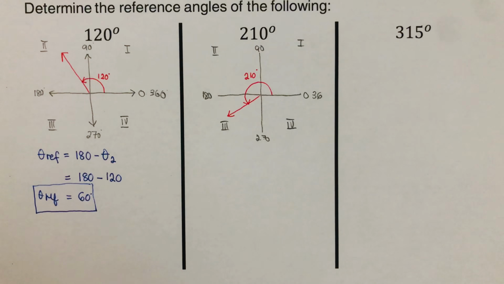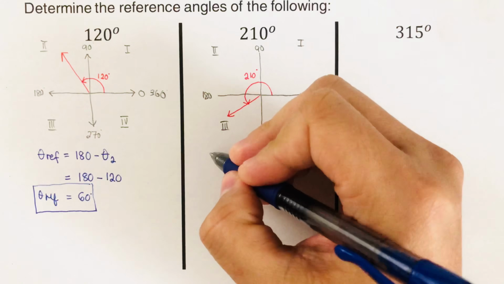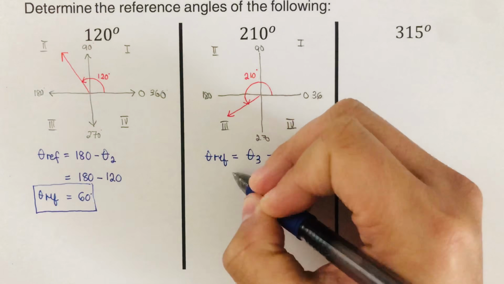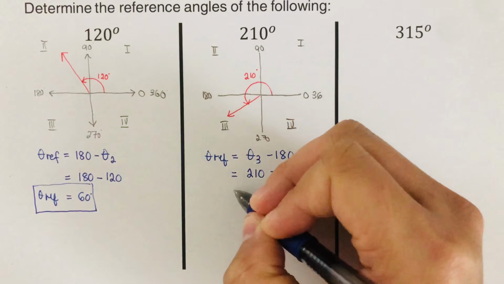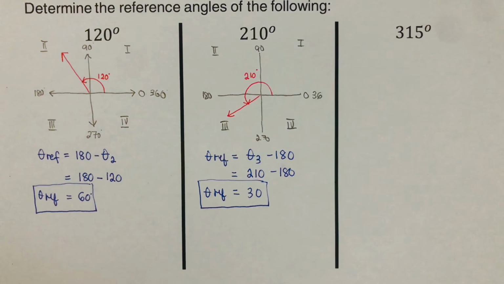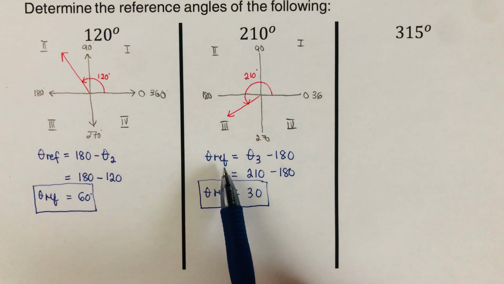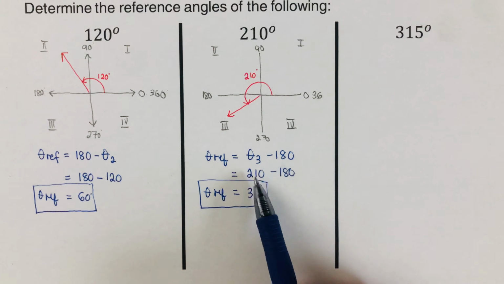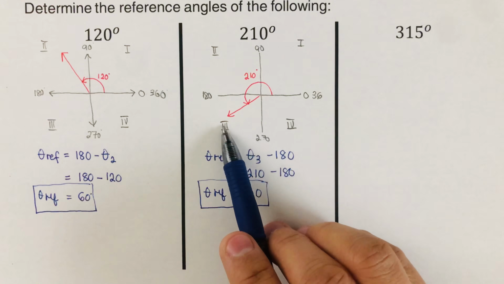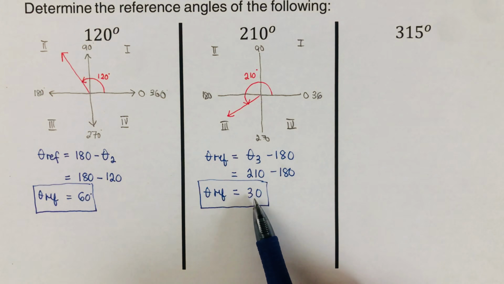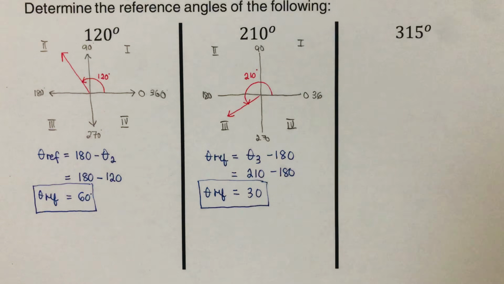So then I'm going to use the formula for the third quadrant. I'm just going to write it down here. Okay, so I used the formula for the third quadrant. That's the angle in the third quadrant minus 180, so that is 210. So 210 is located in the third quadrant. So 210 minus 180 comes out to 30. So the reference angle for 210 is 30.